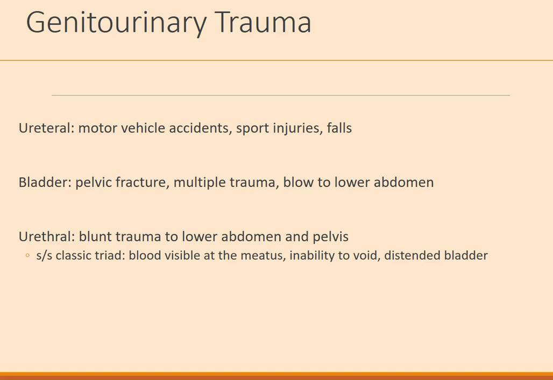Signs and symptoms, it's the classic triad, which is blood visible at the meatus, inability to void, and the distended bladder, which makes sense because if you need to pee and you can't, and your meatus is bloody, then most likely you've had trauma and everything is constricted.